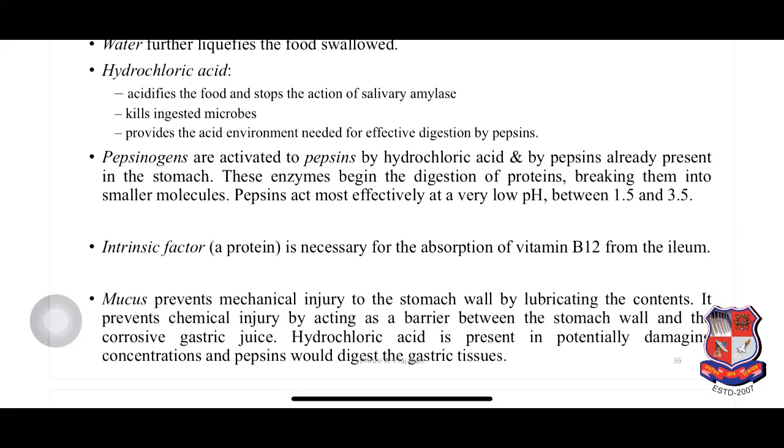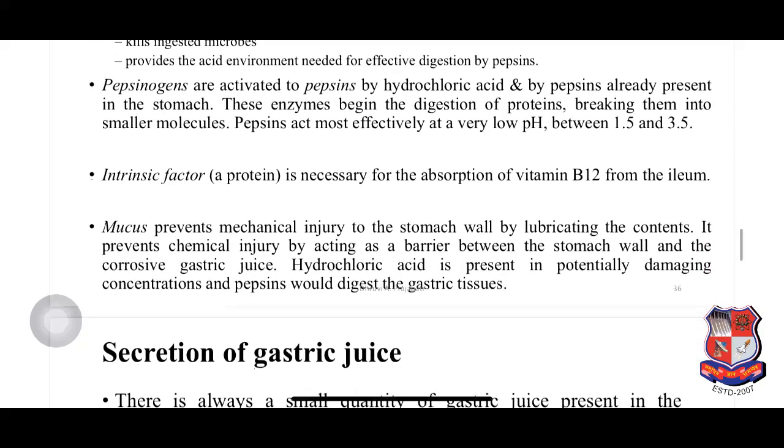Mucus prevents mechanical injury to the stomach wall by lubricating the contents. It prevents chemical injury by acting as a barrier between the stomach wall and the corrosive gastric juice. Otherwise, hydrochloric acid would be potentially damaging, and pepsin would digest the gastric tissues.